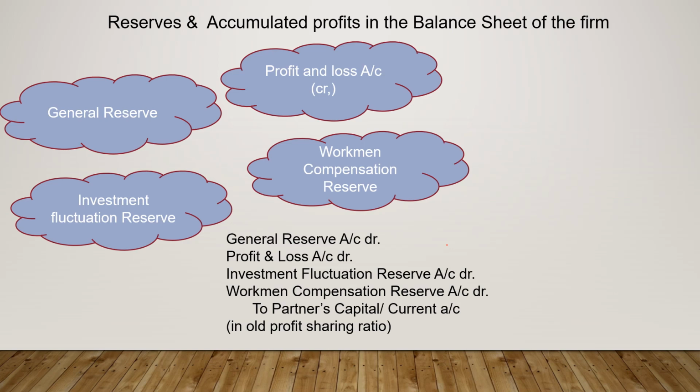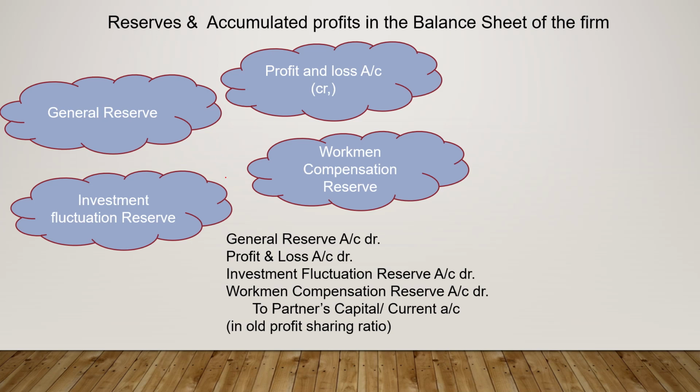And therefore, when you look at the balance sheet of the firm at the point of retirement of partner, you will find several items and liabilities like the one listed here. The commonly found ones are the general reserve, the profit and loss account, that is accumulated profits, investment fluctuation reserve, and workmen compensation reserve. These are the common ones found on the liability side of the balance sheet. On the asset side, we'll be dealing with that in the next slide.